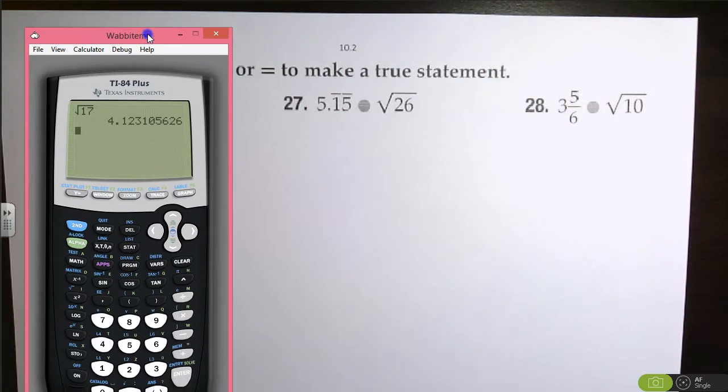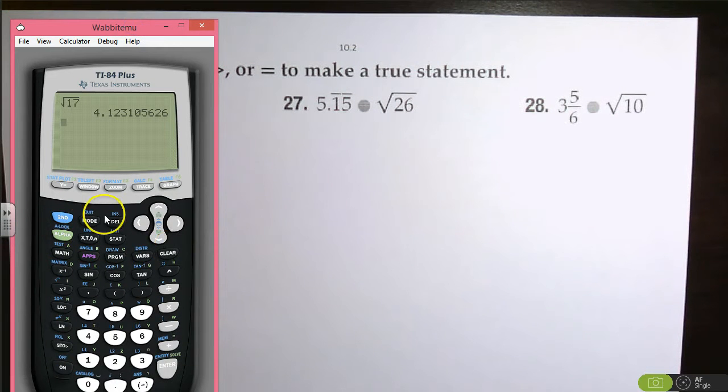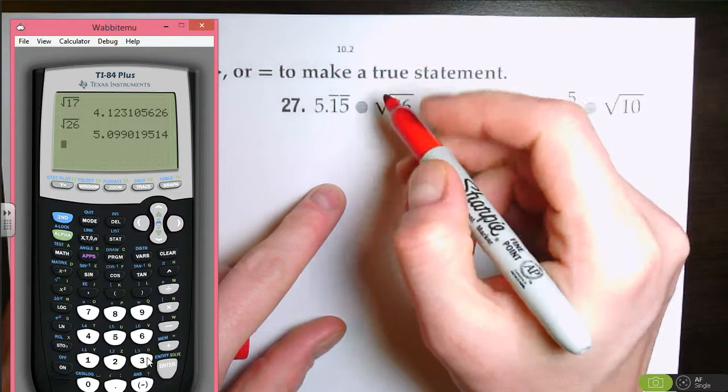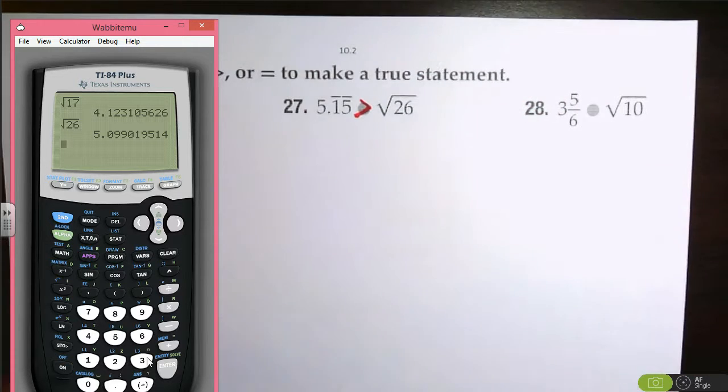27, 5.15 repeating, and the square root of 26. That's 5.099. So this guy is bigger because he's 5.15. This is 5.09, so larger.